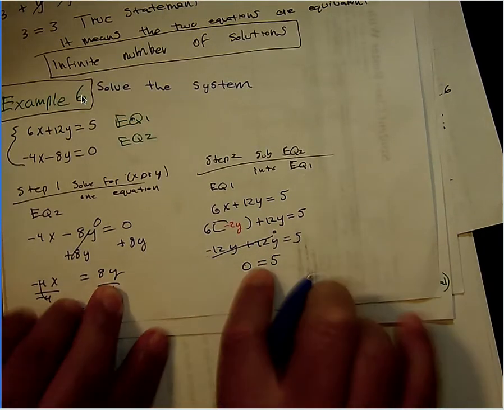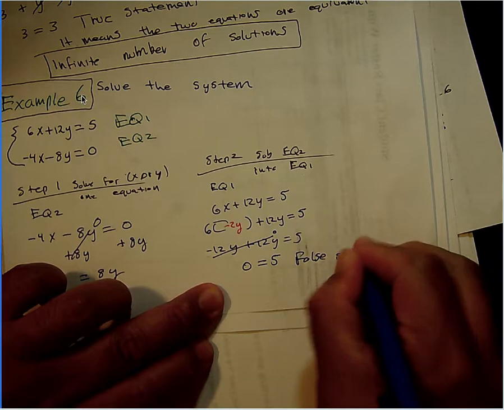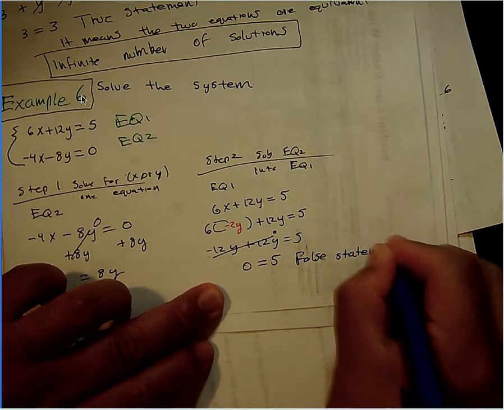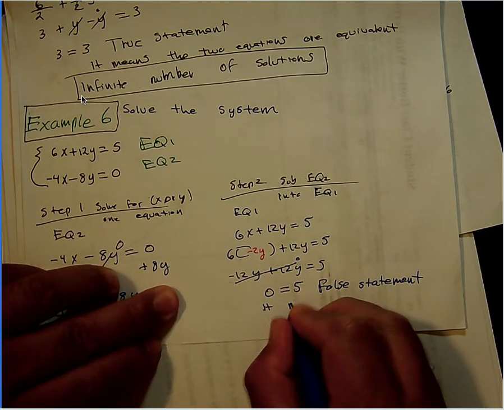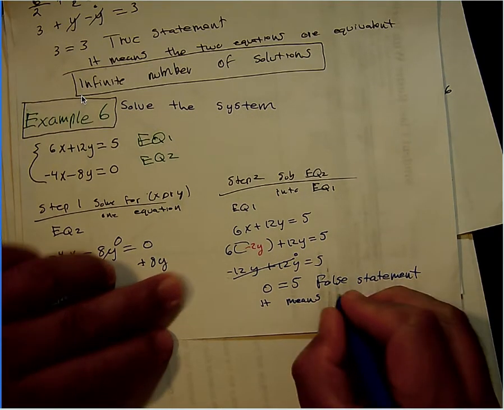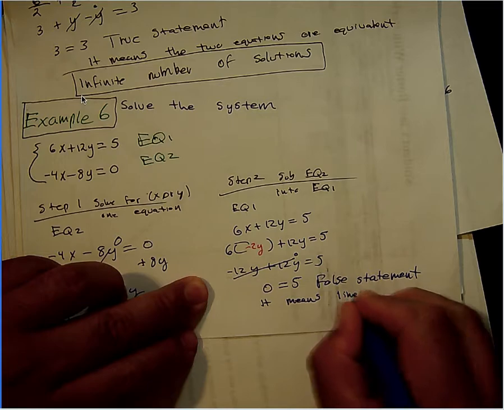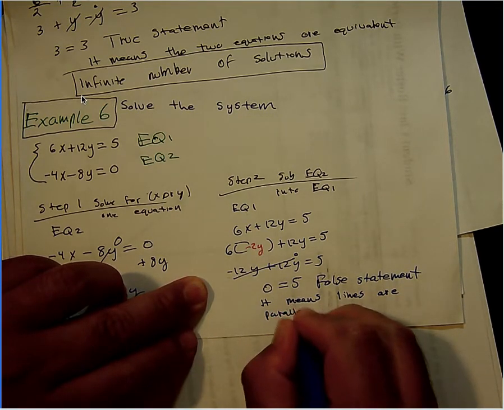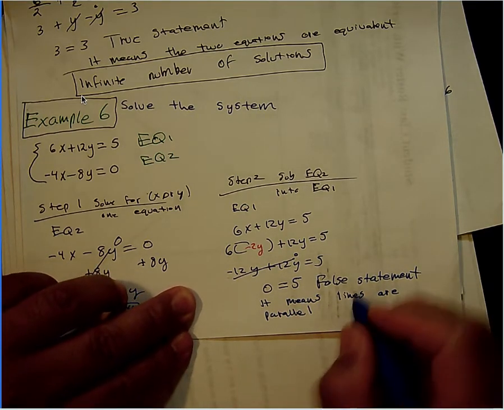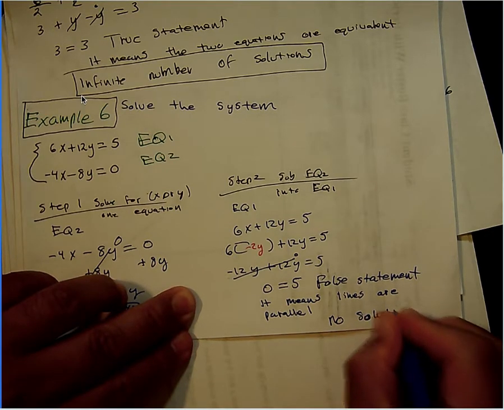So again, when you get a false statement, this means the lines are parallel. So when you get this, there's no solution.